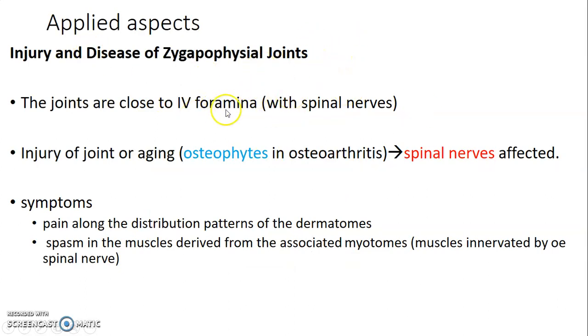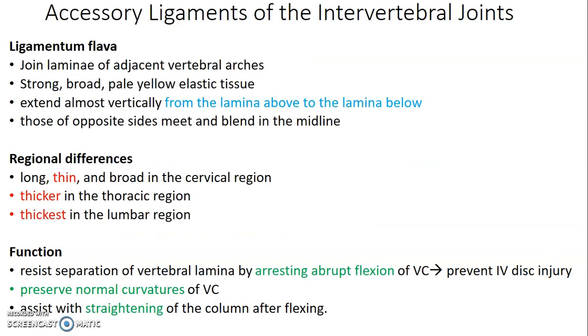What are the applied aspects if you have disease in the zygapophyseal joints? Remember, these joints are close to intervertebral foramina that are transmitting spinal nerves. So like in aging, the osteophytes, or spurs, that form in osteoarthritis can compress the spinal nerves, leading to pain in the distribution of the area of the spinal nerve following the patterns of the dermatome. And pain causes muscles to tense, leading to spasms. And these are mainly derived from the associated myotomes. What is a myotome? They are muscle groups that are innervated by a single spinal nerve.